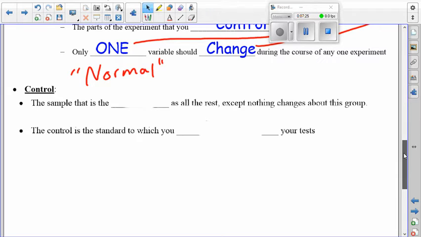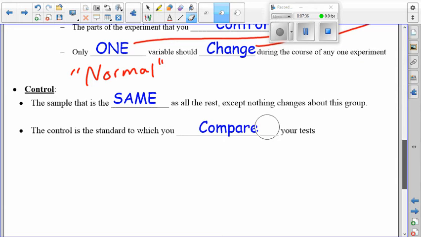Okay, but in terms of the blanks on your guided notes here, that's the sample that is the same as all the rest, except nothing changes about this group. And here's the really key word. It's what you use to compare.